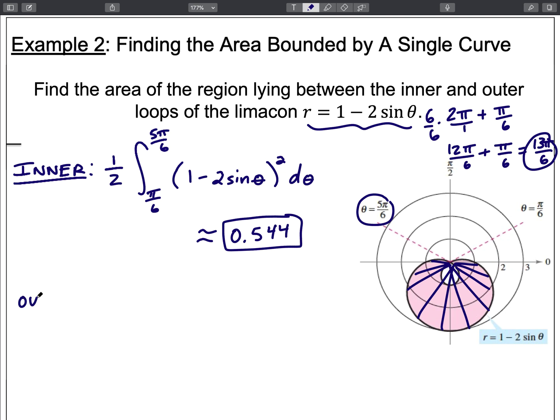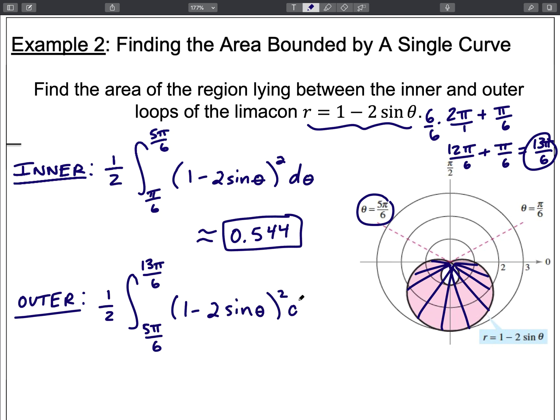So in this case, for the outer loop, we can find its area. We can start with a half. Where do we have to start it? We have to start it at 5 pi over 6. And then where could we take it? We can take it to 13 pi over 6. And of course, it's 1 minus 2 sine theta.